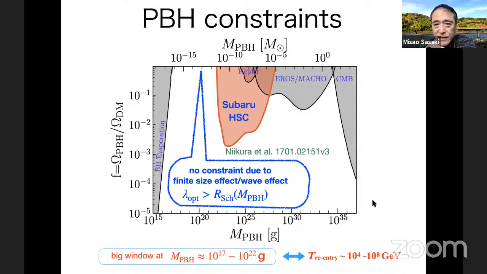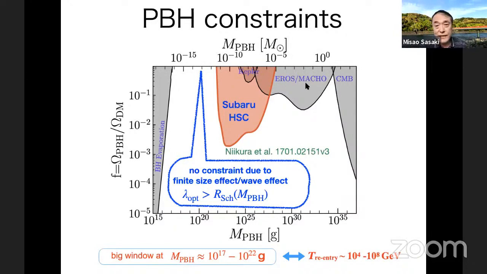On the right-hand side, if we have a huge primordial black hole, then there would be a huge accretion onto those black holes, and they would affect the CMB. It would distort the CMB Planck spectrum, and because of that, you have a strong constraint. And in between are the constraints from Subaru, this is Hyper Suprime-Cam, a huge camera, and the EROS and MACHO collaborations.